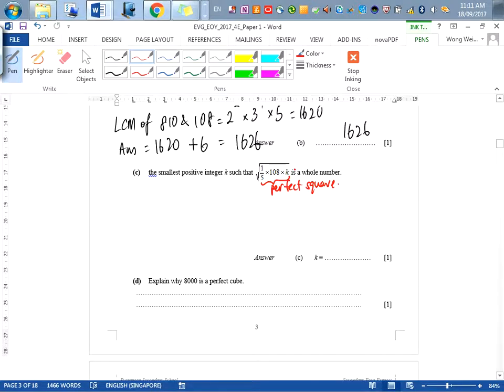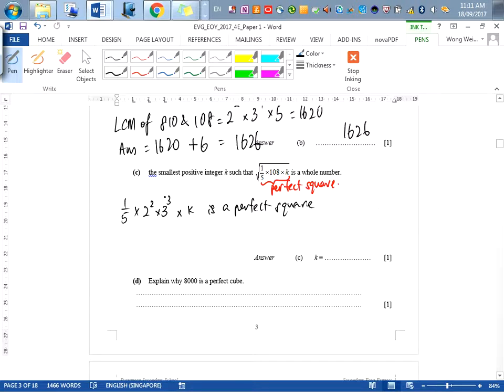Okay, so we rewrite the 108 again in terms of its prime factors. Now 1 over 5 times 108, right? 108, we said, was 2 square times 3 cube, times k is a perfect square. Anybody lost so far? Now we look at individual numbers. Let's look at this 2 square. Is it a perfect square already? Yes, it is. 2 square is a perfect square. What about 3 cube? It is not a perfect square.